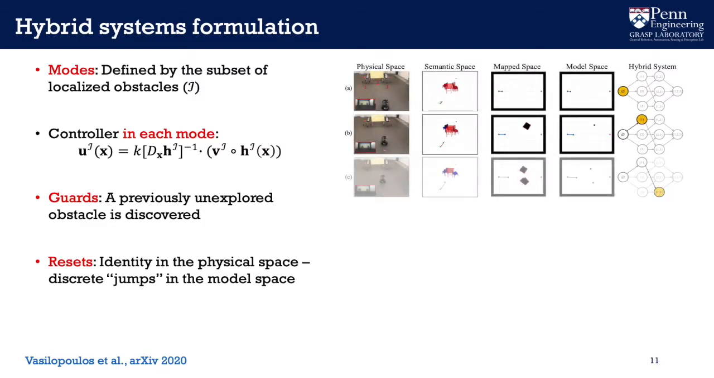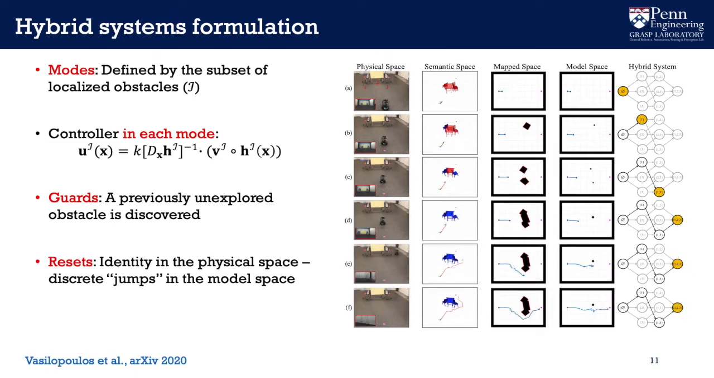Here we include an example where the robot starts navigating to a predefined target in an unexplored environment, successively localizes familiar obstacles, and explores the nodes and edges of the corresponding navigational hybrid systems graph.